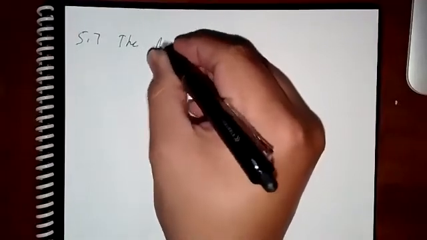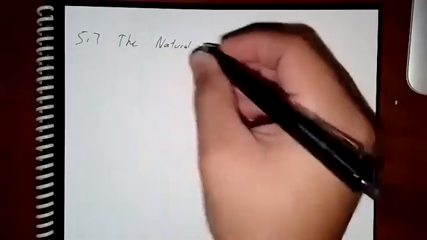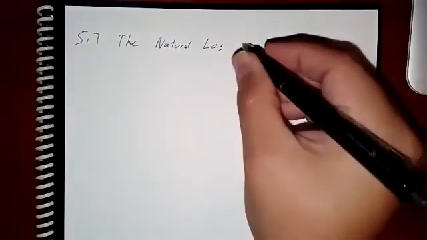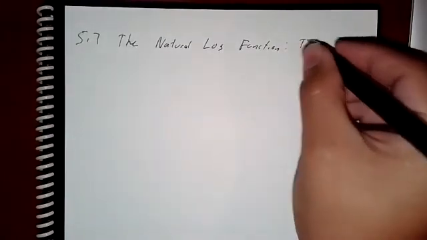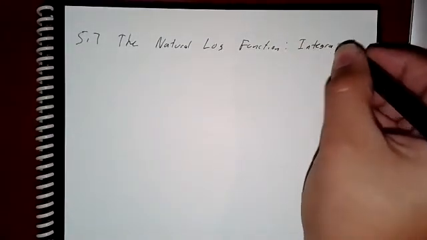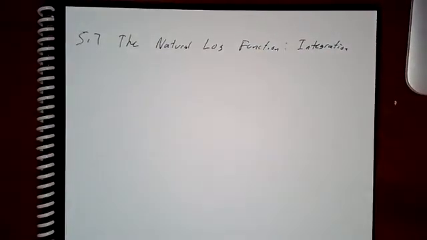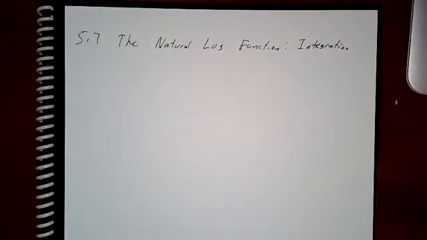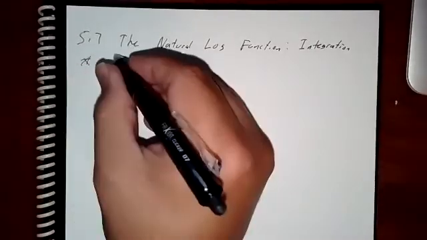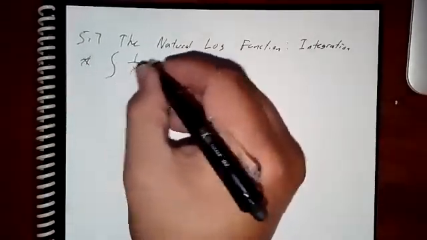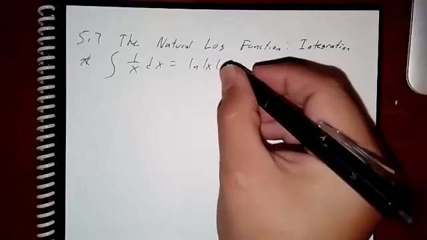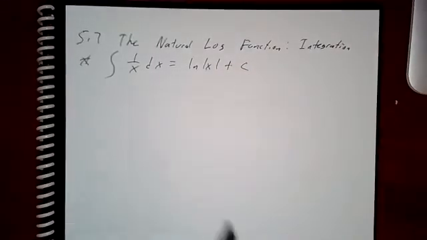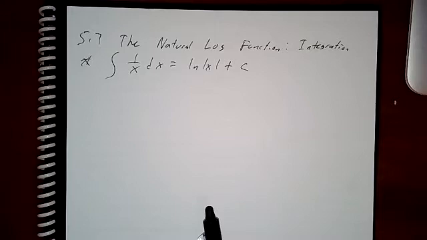All right. So we're going to do the natural log function integration. All right. So as I said last time, the rule was the integral of 1 over x dx is going to equal ln x plus c. So if it's 1 over x, it's always going to be that way.